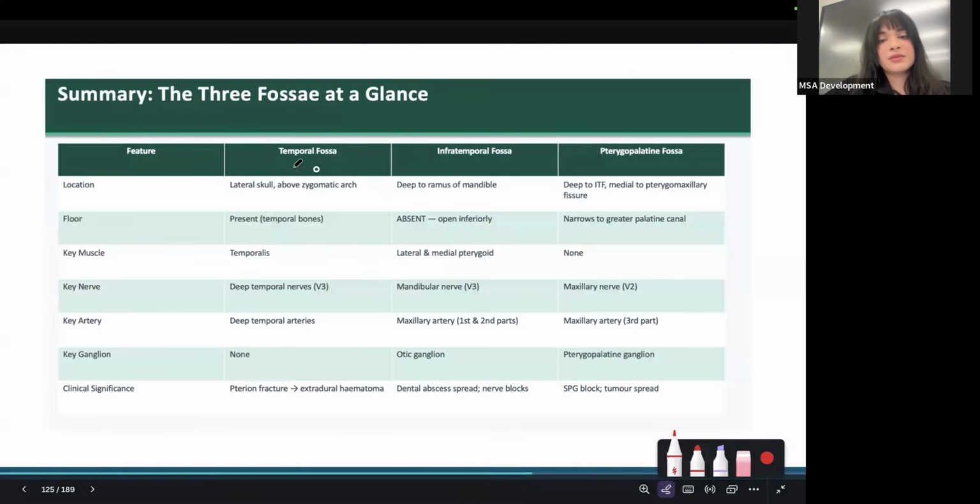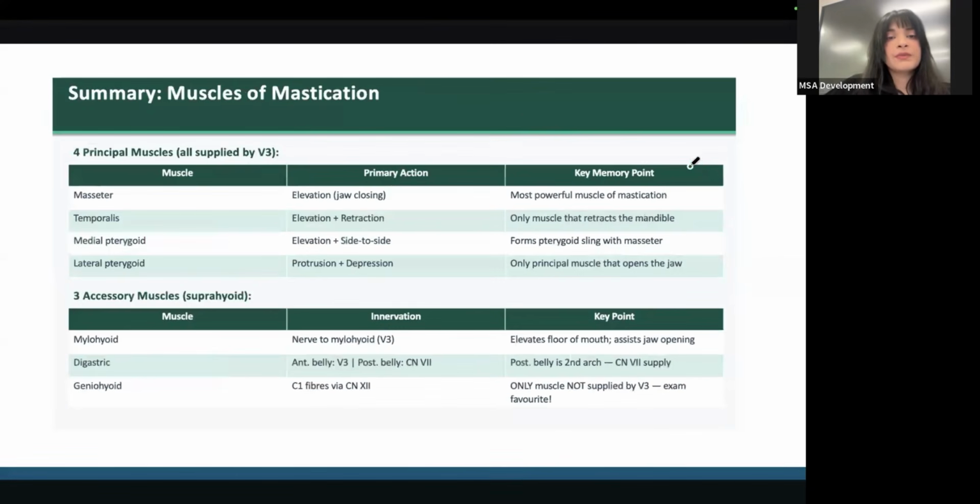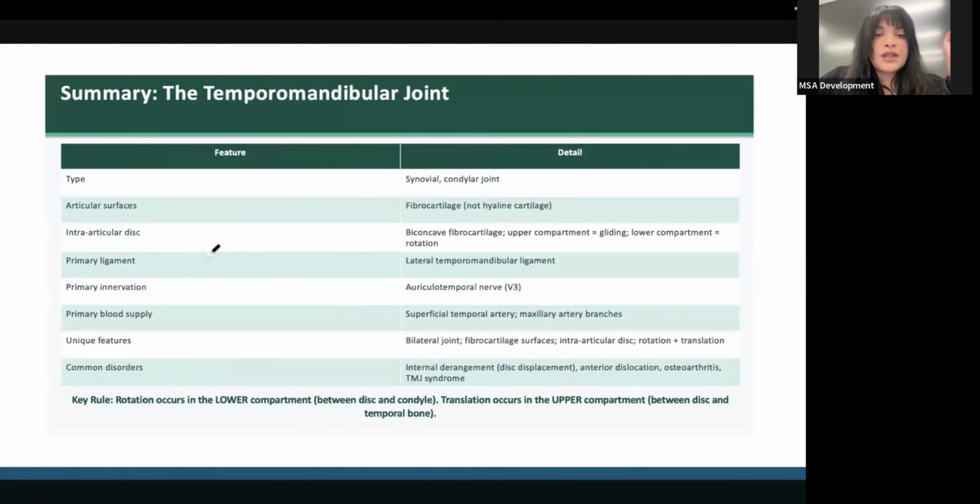You have the temporal fossa, infratemporal fossa, and pterygopalatine fossa, and all the muscles of mastication. You can read through these on your own. And then you have the temporomandibular joint. So this is synovial, condylar, fibrocartilage. Upper compartment is gliding, lower compartment is rotation.